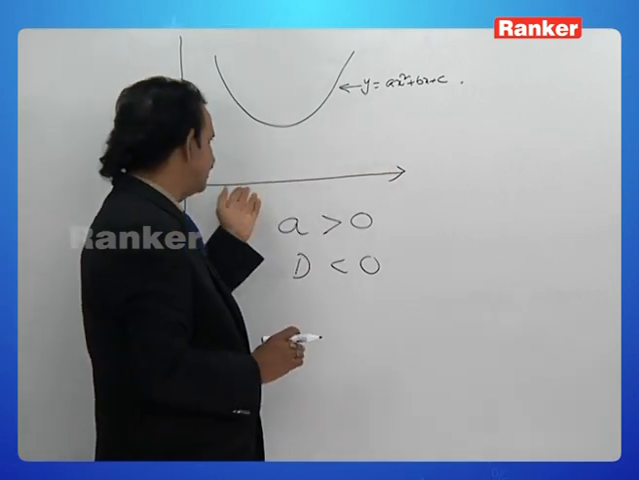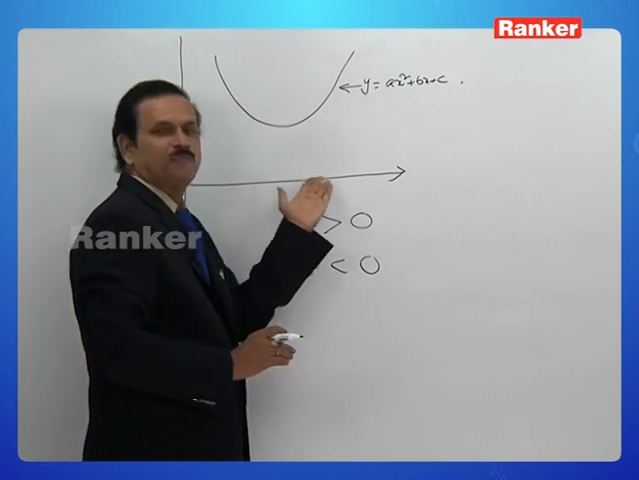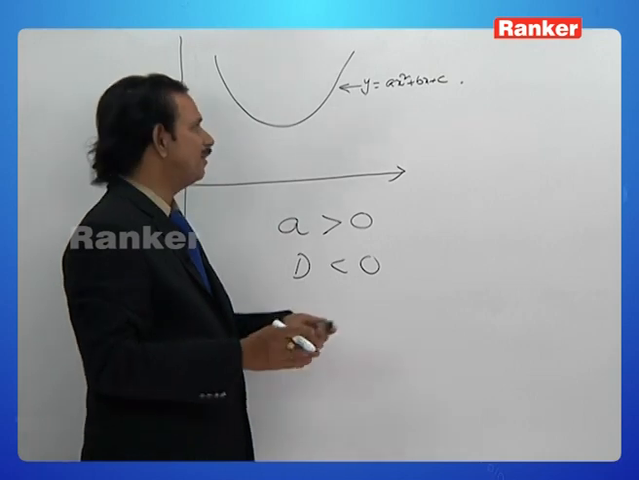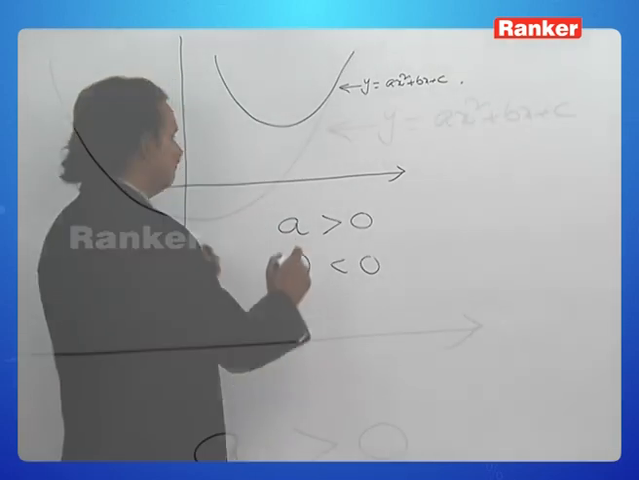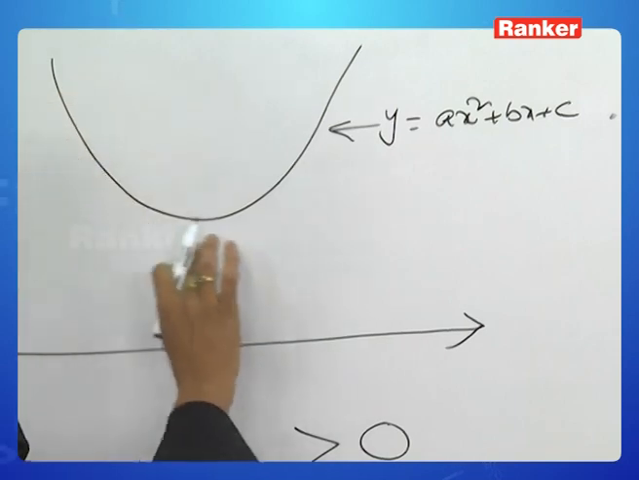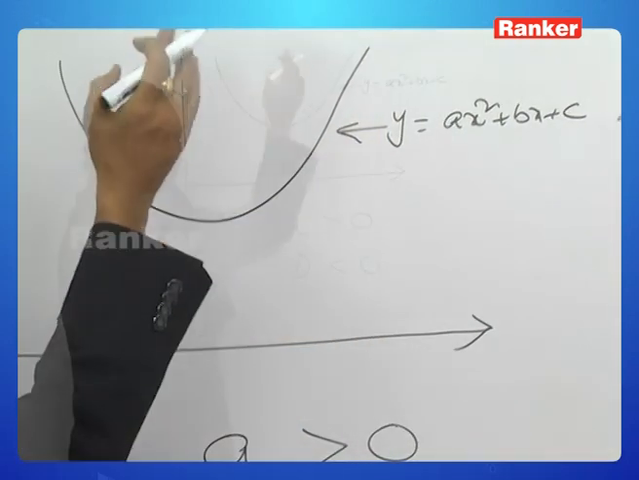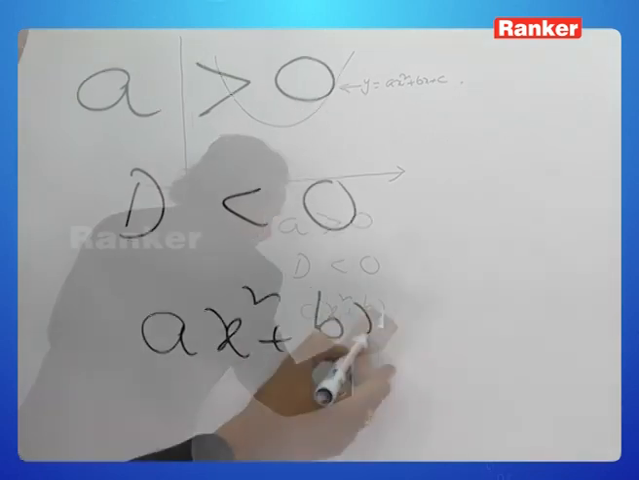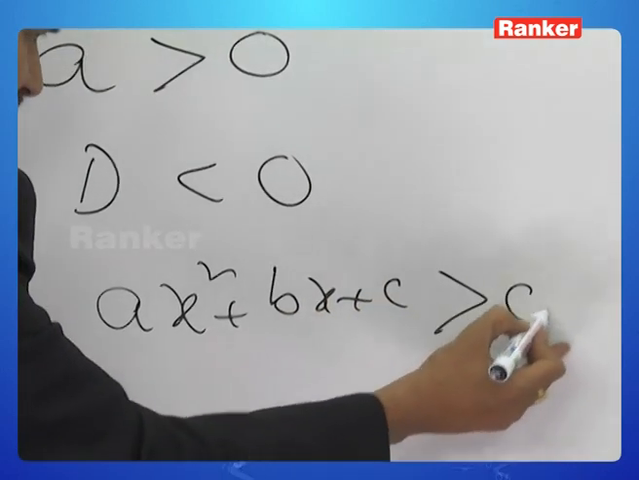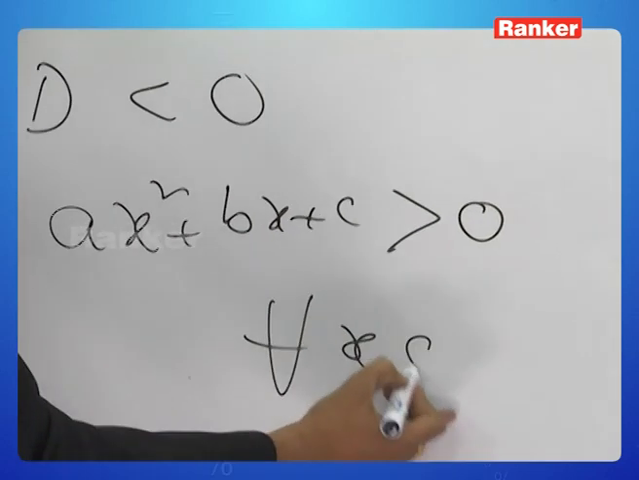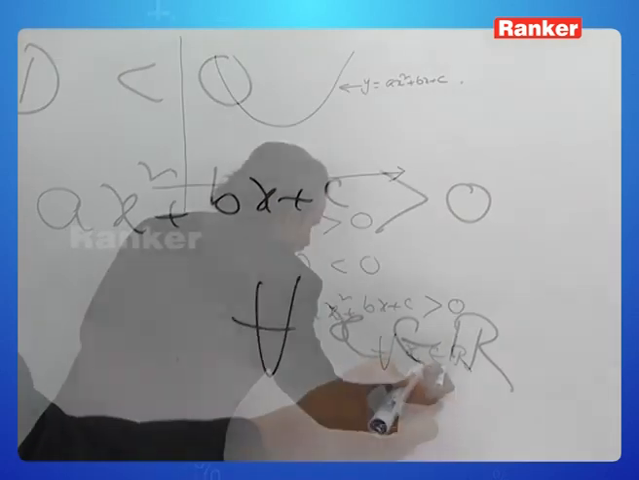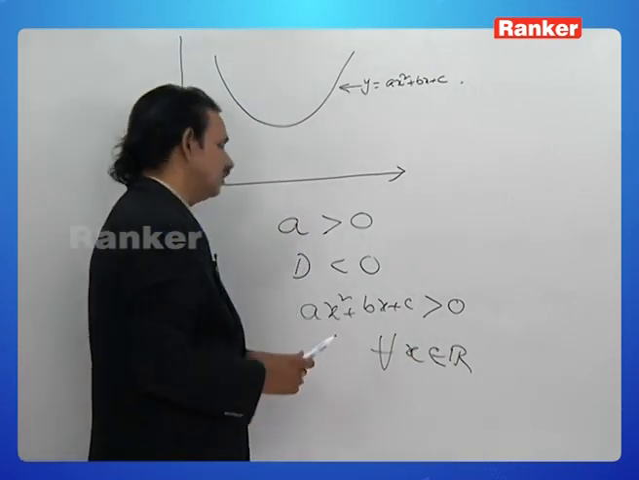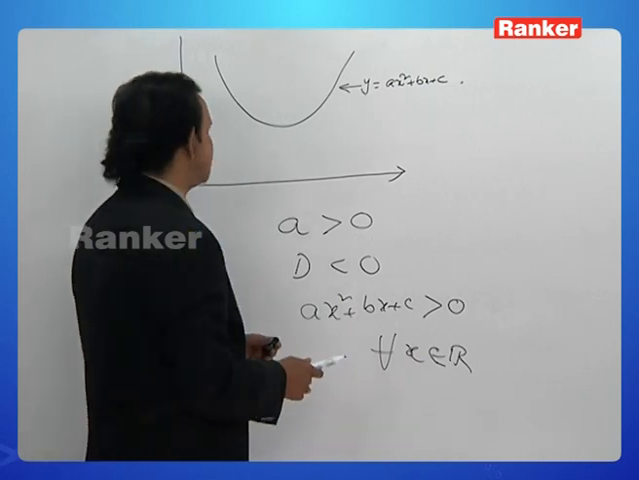Just like in the previous case, we are not able to get even a single point on x-axis intersected with the graph. No such point is there. So at this moment, for all real values of x, the graph always lies above x-axis. That is, ax square plus bx plus c is always greater than 0, for all x belongs to R, no hesitation at all. For any real value of x, this expression is always positive.